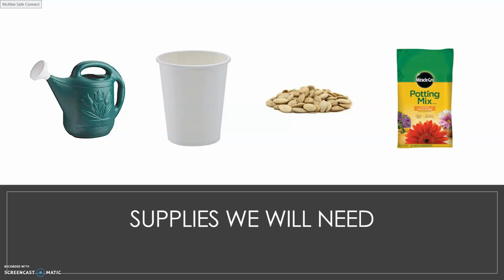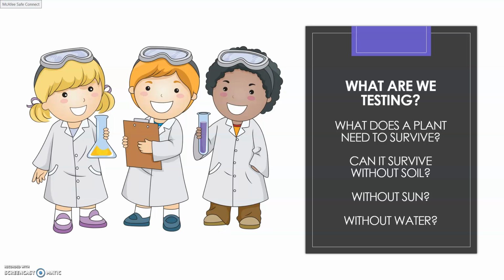What supplies will we need for this cool experiment? We're going to need a watering can, paper cups, seeds, and potting mix. Does anyone know what potting mix is? What's another name you might call that? It's soil. It's the dirt that our plant's going to grow in. So what is it that we're testing? What is our plant inquiry? We're going to find out, what does a plant need to survive? We're going to do a couple different things in our experiment. We're going to find out, can it survive without soil, without sun, and without water?